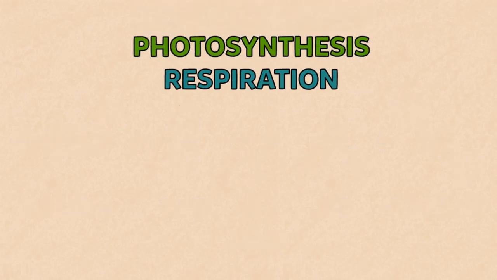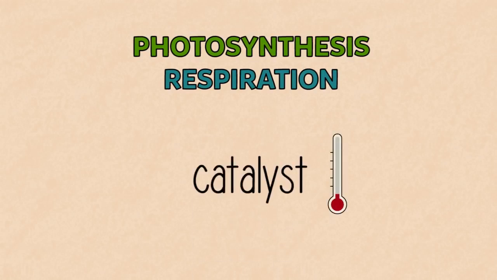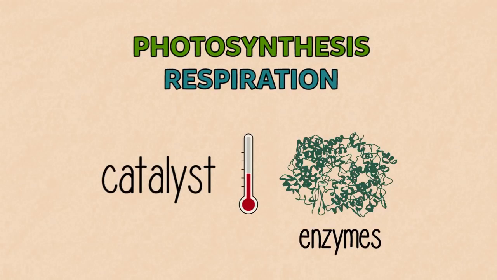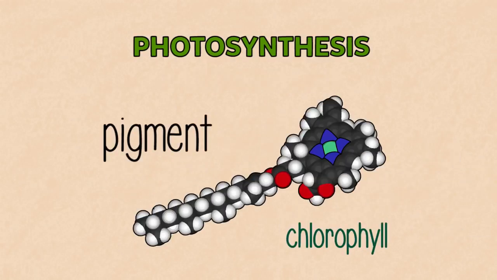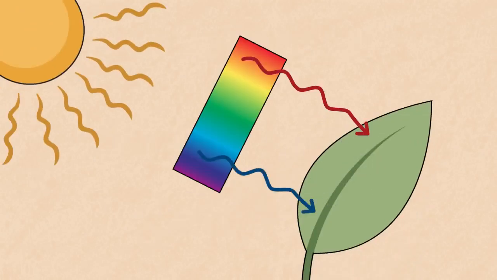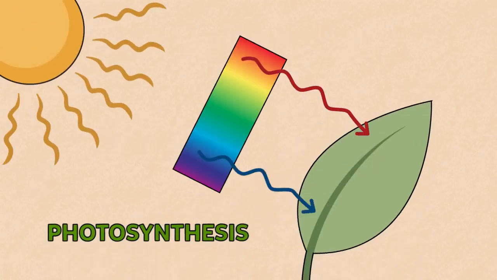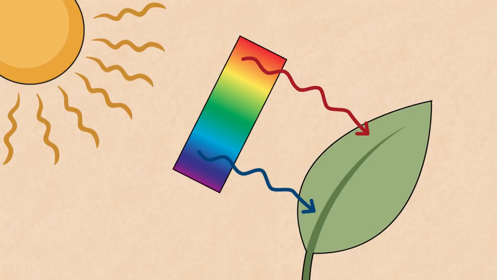Let's look at these two processes more closely. They both need catalysts to enable them to work at normal temperatures. These catalysts are called enzymes. Photosynthesis also needs a pigment called chlorophyll. The active site is a magnesium atom, colored green in this model, which absorbs blue and red light from the sun spectrum to drive the photosynthesis reactions, leaving the green light to be reflected, making the leaves look, well, green.